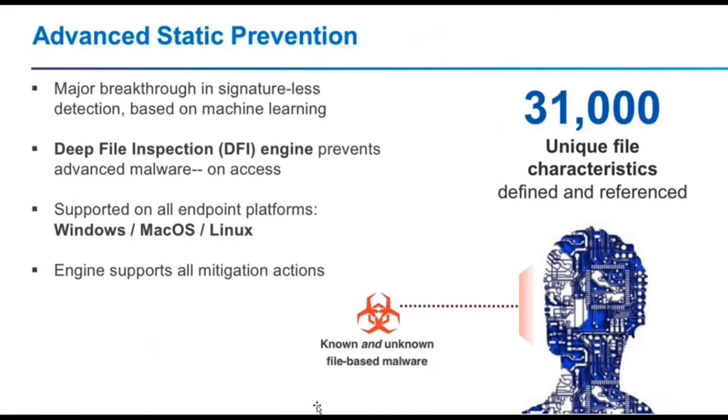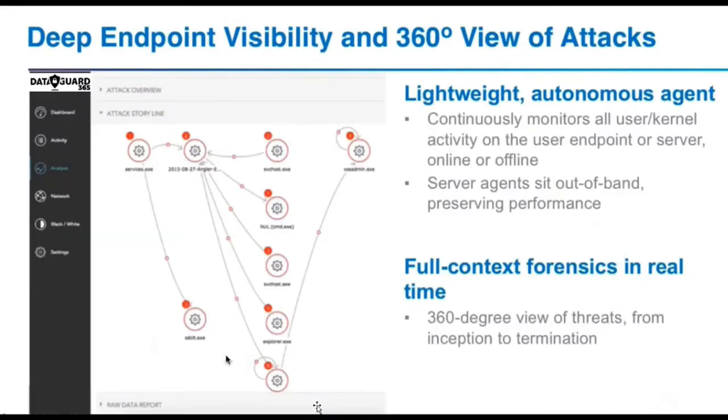In fact, our deep file inspection engine examines files at the point they're dropped on the system. So as soon as they touch the file system, they can be examined and supported on all endpoint platforms, Windows, Mac, Linux. And the engine supports all other mitigation actions. So what we also have in the agent is that visibility, full context forensics, so we can see everything that has happened on the system and everything that is happening on the system using our forensics tools. And that's in the same agent on all platforms, giving us a very light footprint on the system, yet still with significant capabilities in terms of visibility through to the management service.